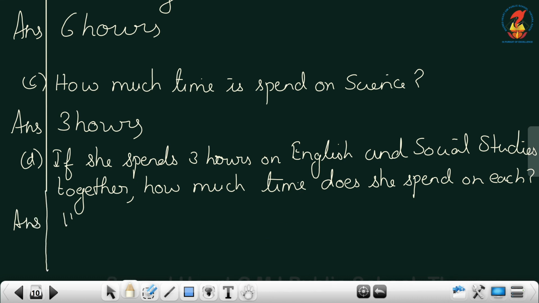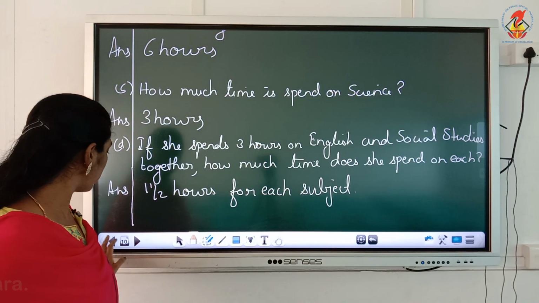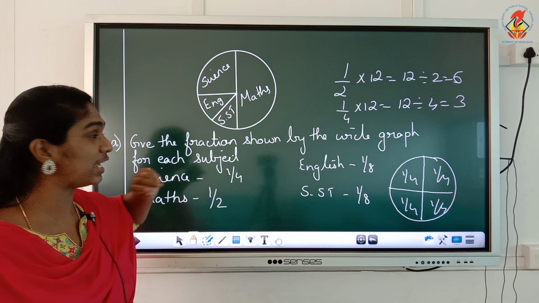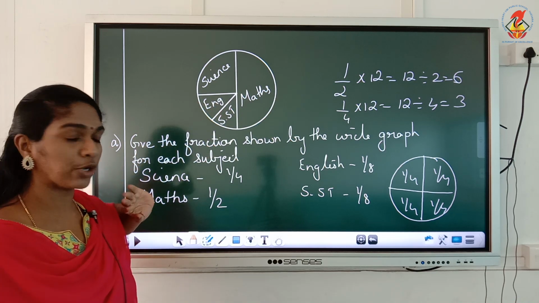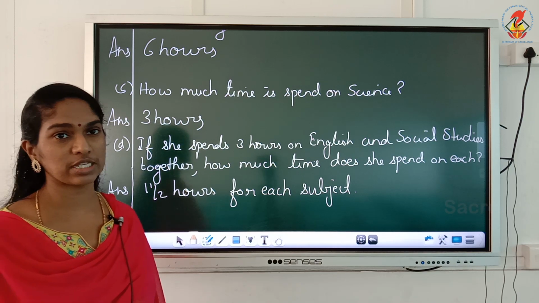She is taking 1.5 hours for each subject. Together she is taking 3 hours, but according to our figure we can see that 3 hours is divided equally. It is divided equally. So, she is taking 1.5 hours for each subject.